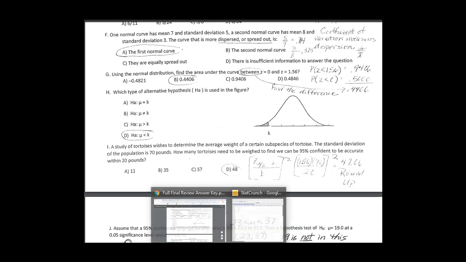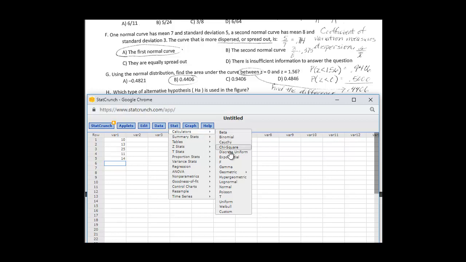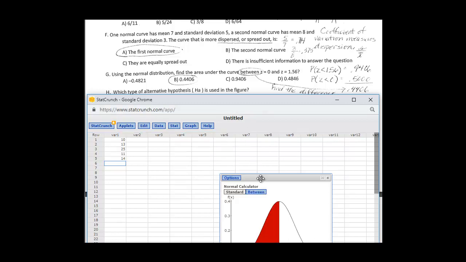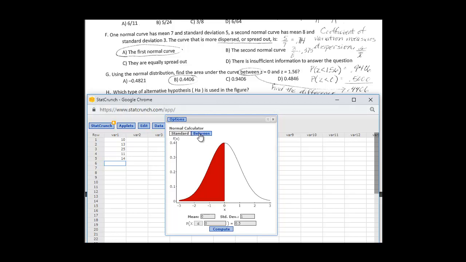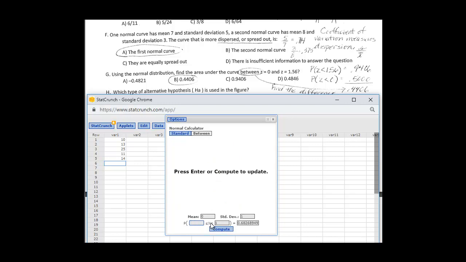Or we could go into StatCrunch, and I'm going to go to Stats, Calculators. I can go down to the normal calculator, and I'm going to click between, and I'm going to leave this normal, we're looking at a normal distribution. Our lower limit is going to be a z of 0. Our upper limit is going to be 1.56. And click compute, and that's the other way that we could get our probability from StatCrunch.